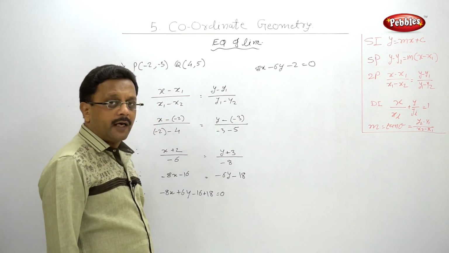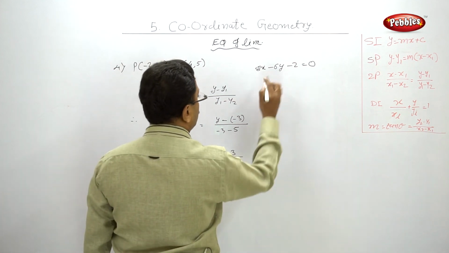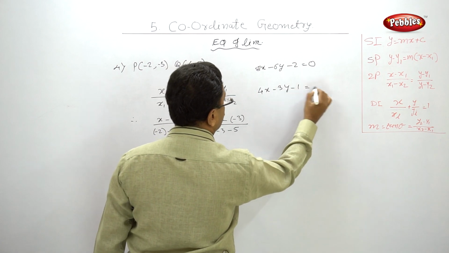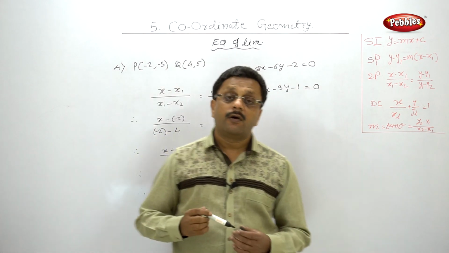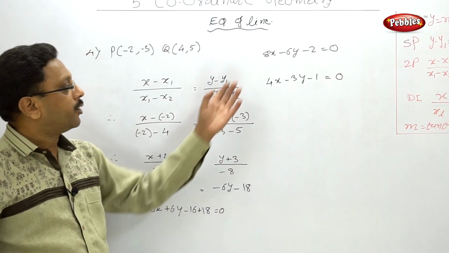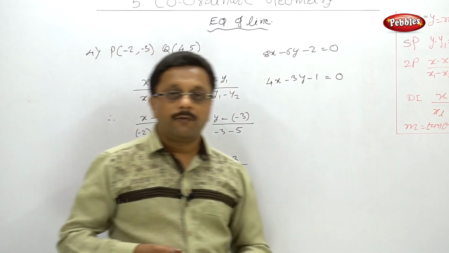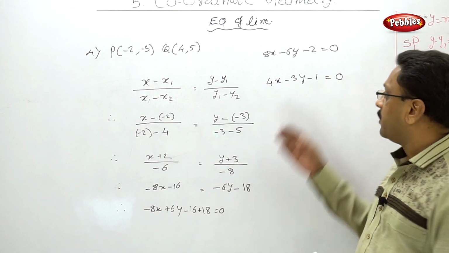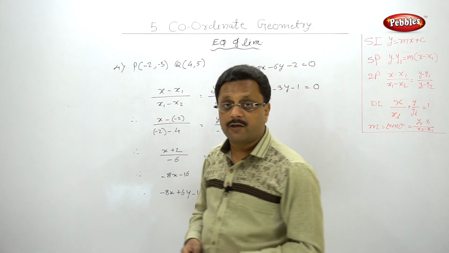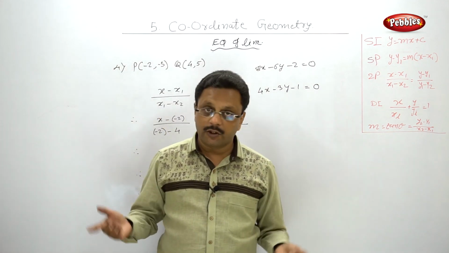Check further if you can divide by some common number. I can divide by 2, so it will be 4x minus 3y minus 1 equal to 0 is your final answer. This is the equation of line PQ. So whenever you get an answer like this, always check if something can be divided by a common number, and write the final answer in this format. The final answer should always be in the format of a linear equation, ax plus by plus c equal to 0.